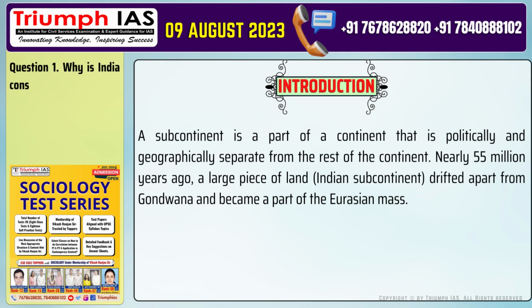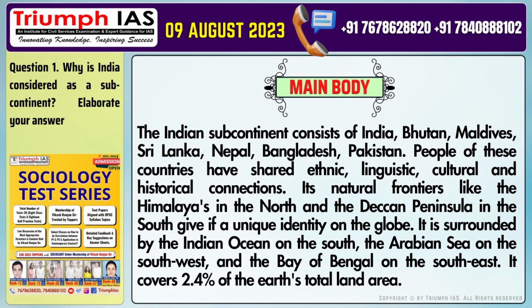A subcontinent is a part of a continent that is politically and geographically separate from the rest of the continent. Nearly 55 million years ago, a large piece of land, the Indian subcontinent, drifted apart from Gondwana and became a part of the Eurasian mass. The main body of the answer should be: the Indian subcontinent consists of India, Bhutan, Maldives, Sri Lanka, Nepal, Bangladesh, Pakistan.